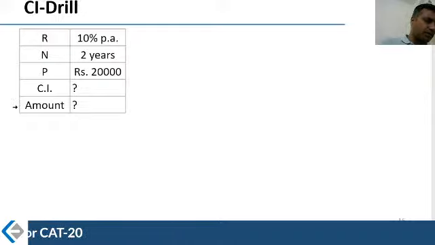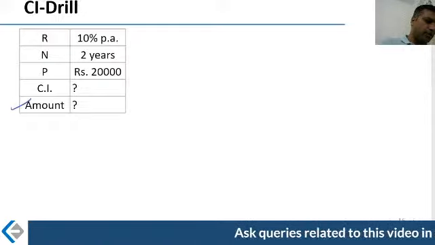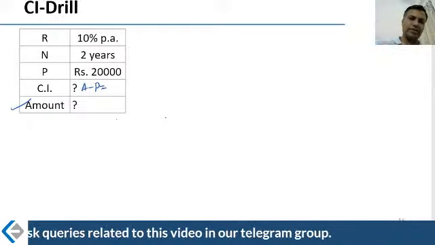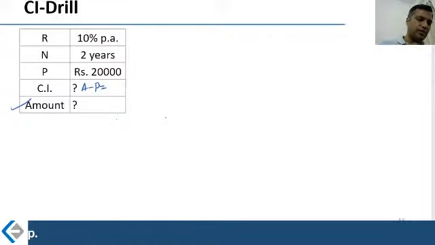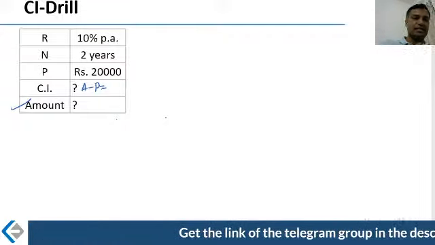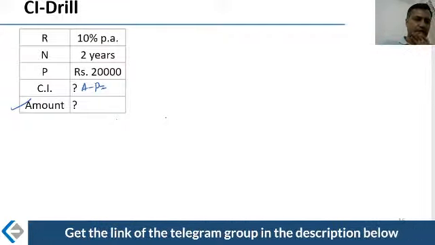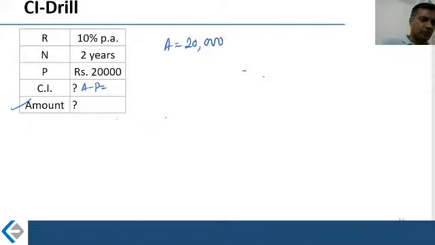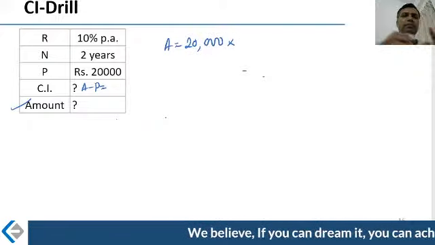What do you start with? Let's start with amount, because compound interest is nothing but amount minus principal. That's the way we arrive at this. There is no direct way to get the compound interest. Rather, amount minus principal gives me the compound interest. So what is the scheme? A 2 year scheme is given to us, with 20,000. Now the amount is 20,000 times the multiplier, 2 times.